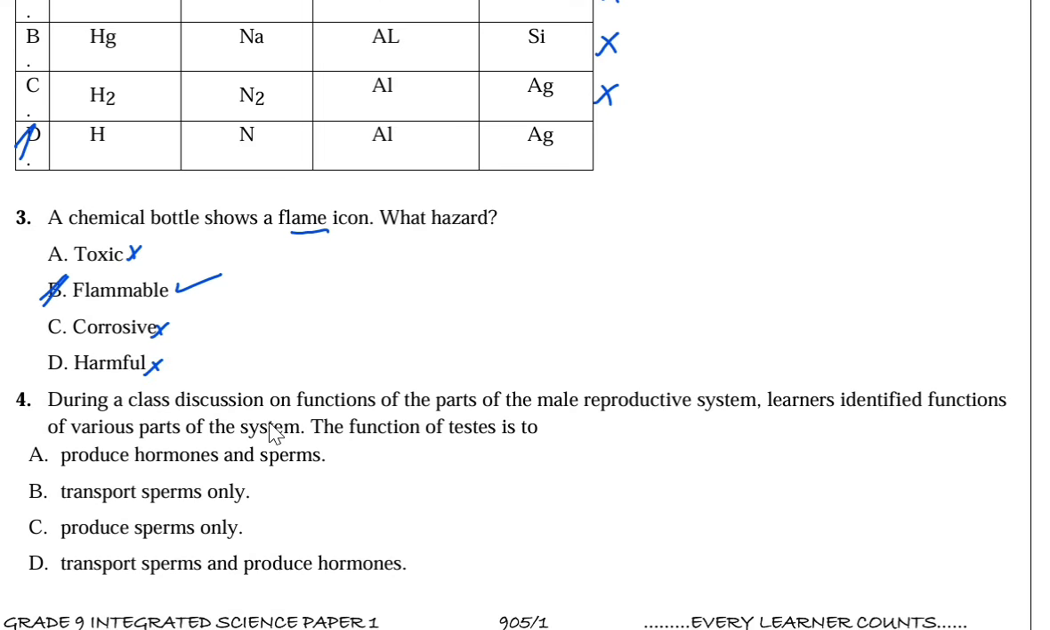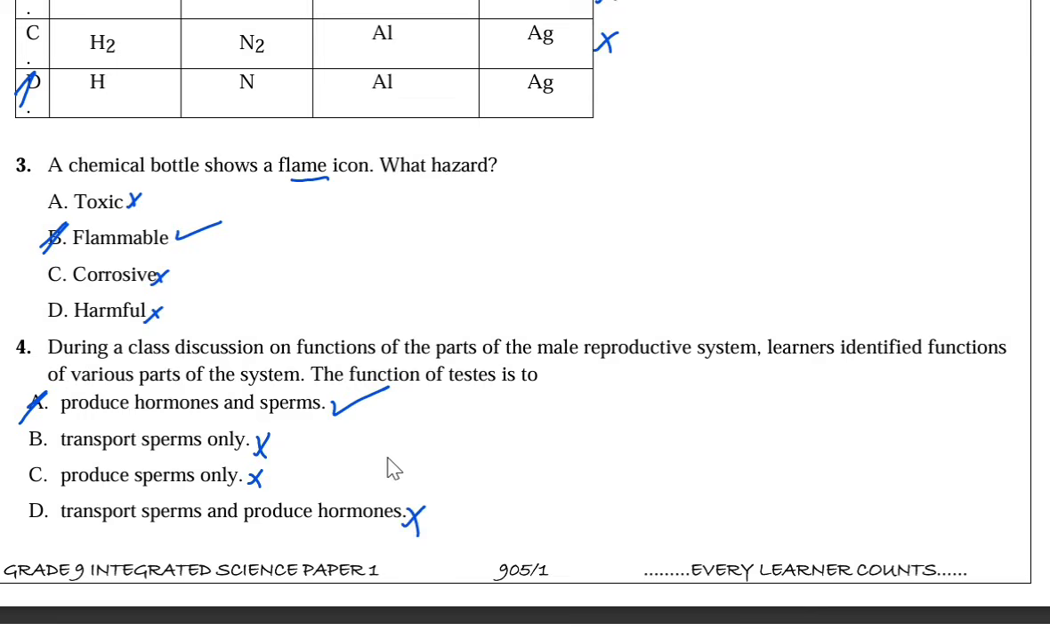We continue to question number 4. During a class discussion on functions of the parts of the male reproductive system, learners identified functions of various parts of the system. The function of the testis is to: A, produce hormones and sperms. B, transport sperms only. C, produce sperms only. D, transport sperms and produce hormones. So to start with, it is not B. The function is not to produce sperms only, and also not to transport. D, transport, that is not the function of the testis. The correct answer is A. The function of the testis is to produce hormones and sperms.